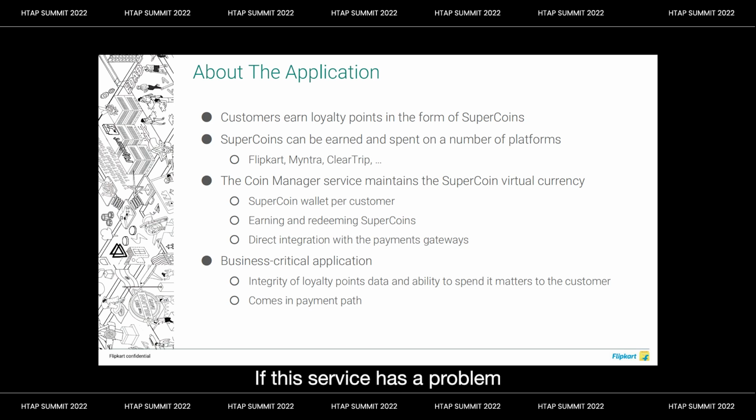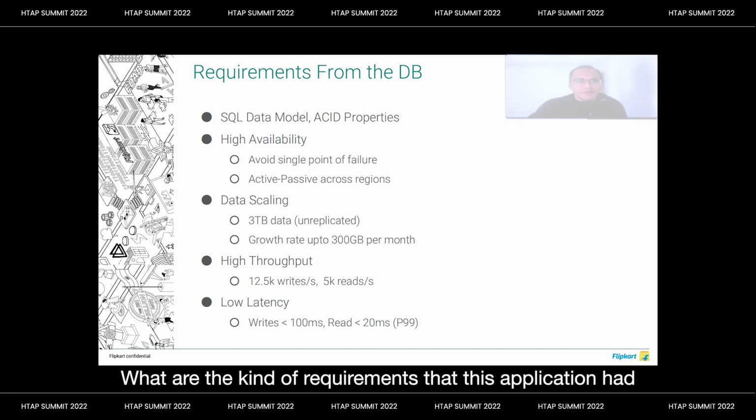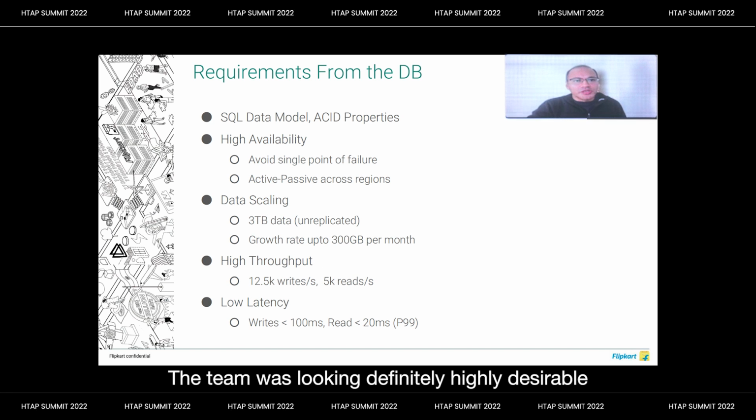So if this service has a problem, it's not available, multiple e-commerce properties, big e-commerce properties get affected. So what are the kind of requirements that this application had? The team was looking, definitely highly desirable was a SQL data model with asset properties.